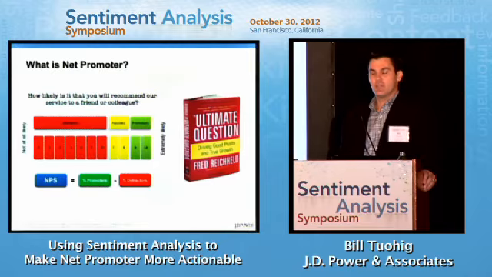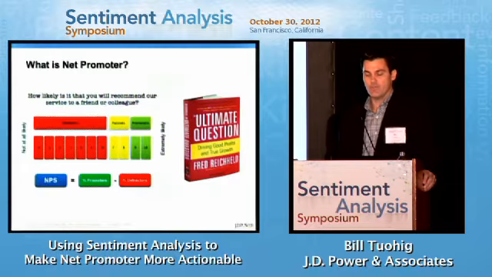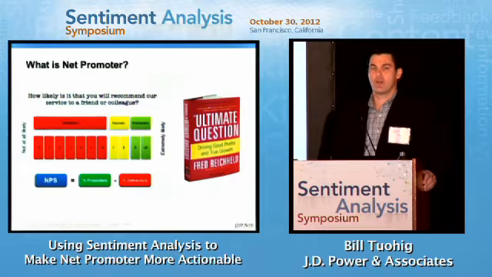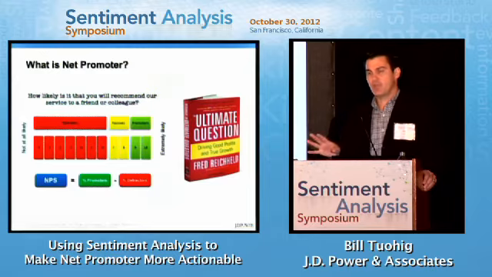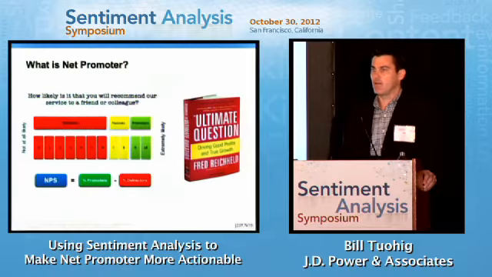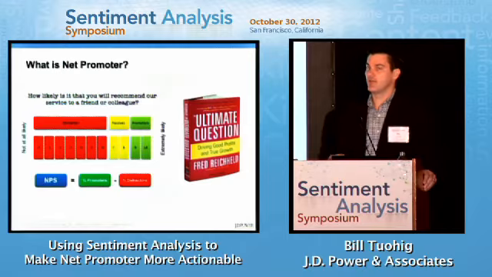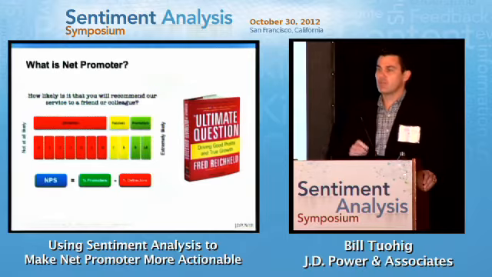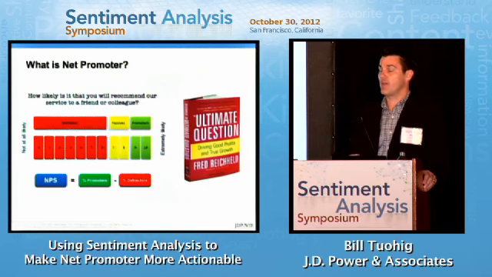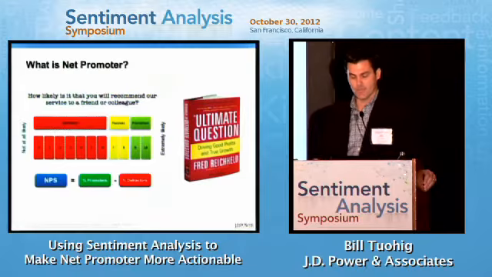You essentially ask this one simple question on a 0 to 10 scale: would you recommend our service to a friend or colleague? With 10 being extremely likely and 0 being not at all likely. Those who give a 9 and 10 are considered promoters. Those who give a 0 to 6 are considered detractors, and those in the middle at 7 and 8 are considered passives. Your Net Promoter score is simply the percentage of promoters minus the percent of detractors. So obviously it's a very simple approach to getting to that score.